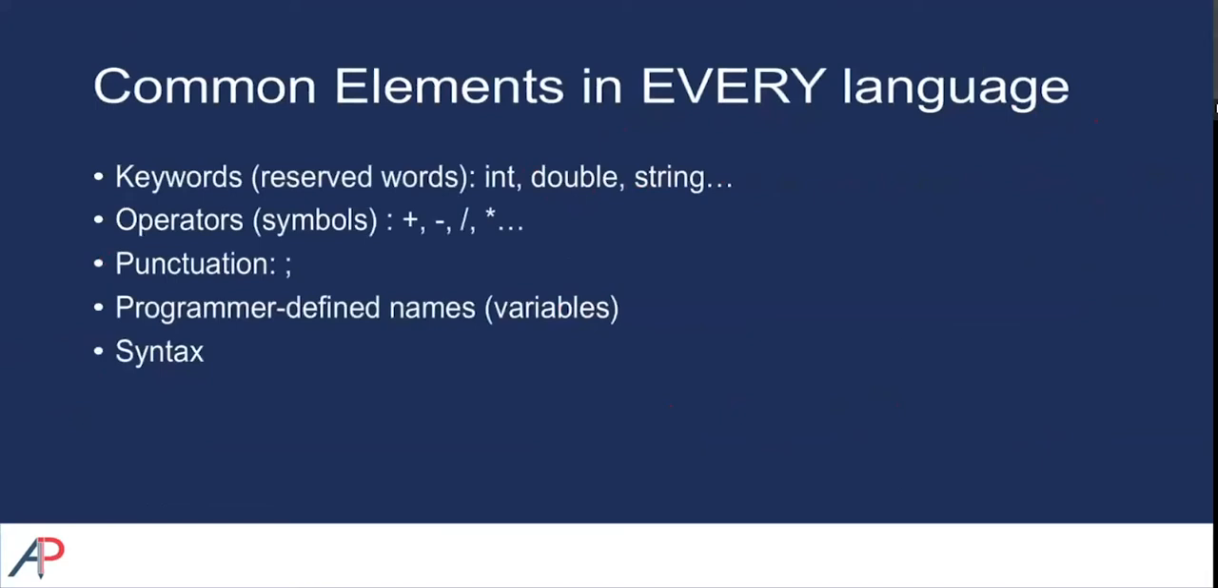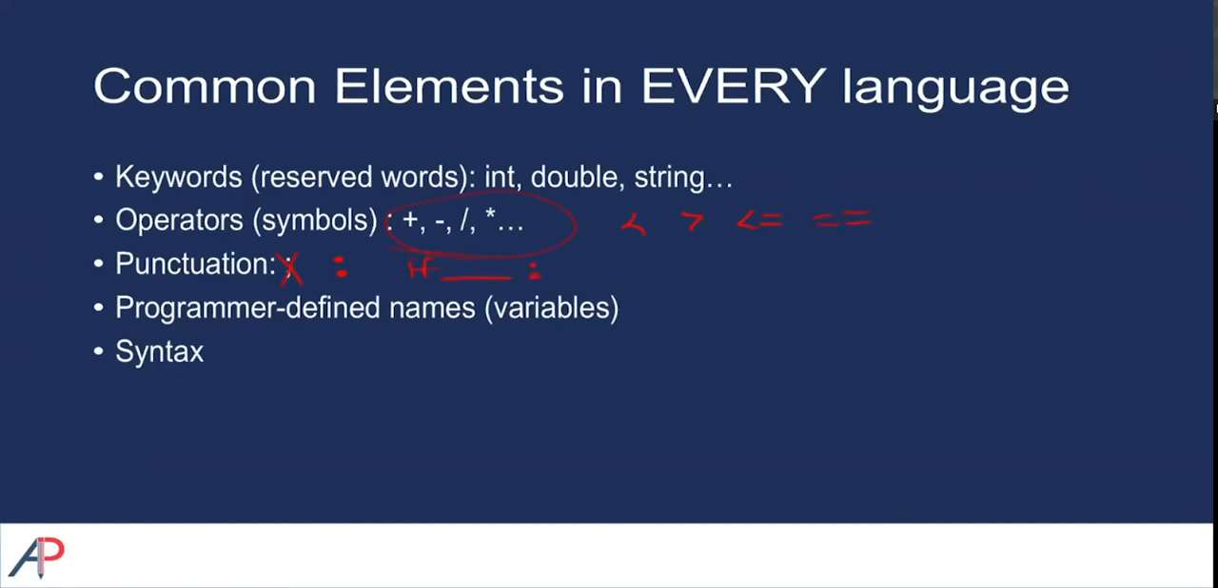Common elements in every programming language, regardless, are keywords, operators, punctuation, programmer defined names, and syntax. You should recognize these operators: plus, minus, divide, multiplication. We even had less than, greater than, less than or equal to, equal to. These are all operators. Punctuation: we don't have semicolons in Python. We have semicolons in other languages like Java and C++. But remember, we did have colons, for example, like if and then condition colon.